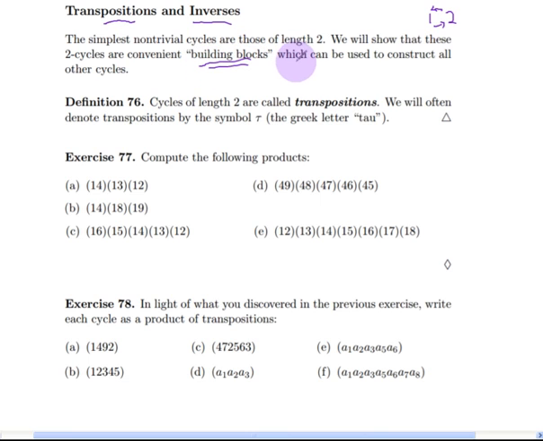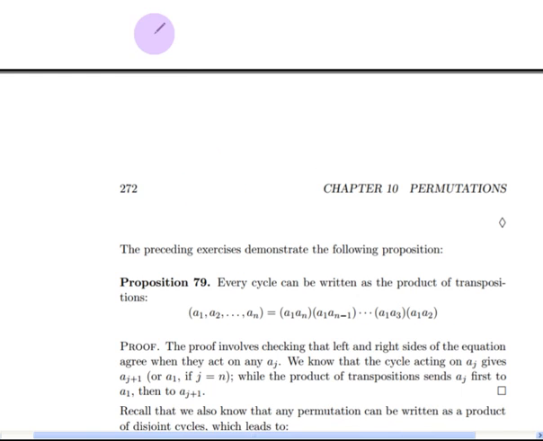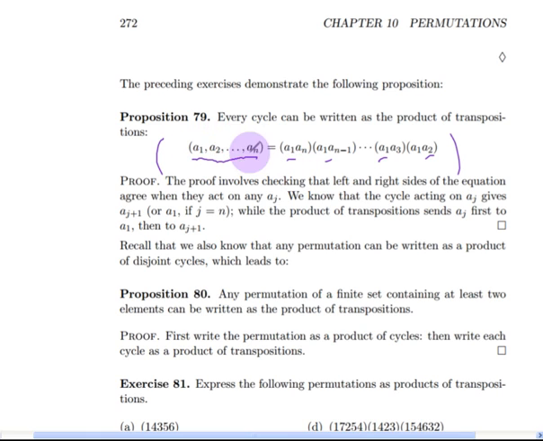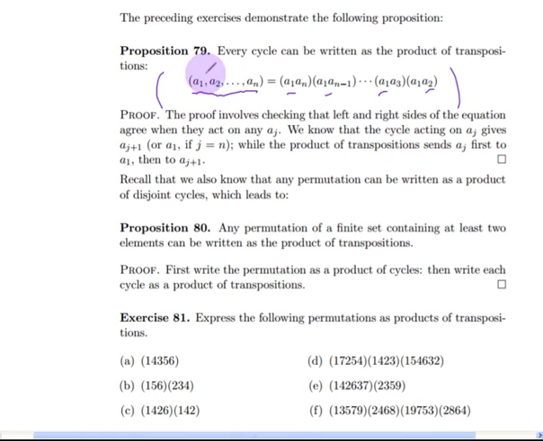Okay. So we can multiply 2 cycles together and get larger and larger cycles. Okay. And this shows how you can build up large cycles from transpositions. Here's an equation that expresses an n cycle in terms of several transpositions. And you can imagine that if any n cycle can be expressed as a product of transpositions, that pretty much tells you that any permutation at all can be written as a product of transpositions. Okay, and that's what this says.